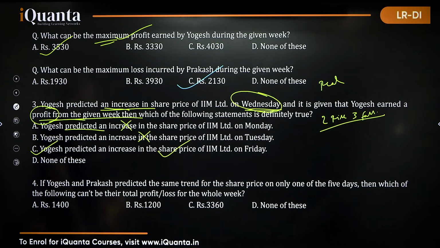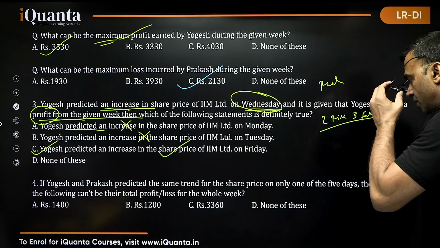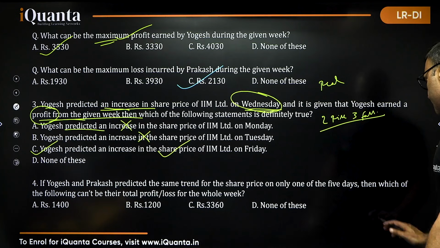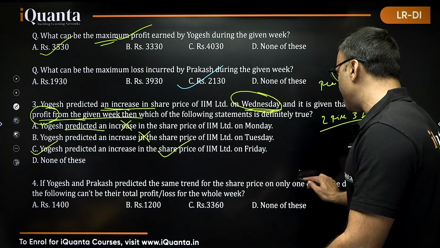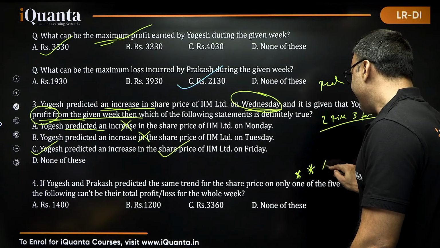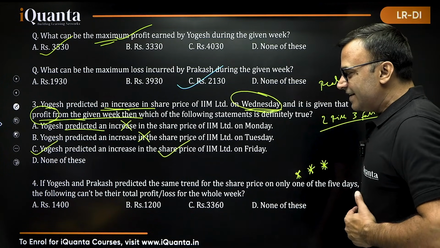Right. Okay. Now the last question. If Yogesh and Prakash predicted the same trend for the share price on only one of the 5 days, then which of the following can't be? This is the most beautiful question of this set, right? People get stuck with a lot of things. See, you don't have to get stuck.